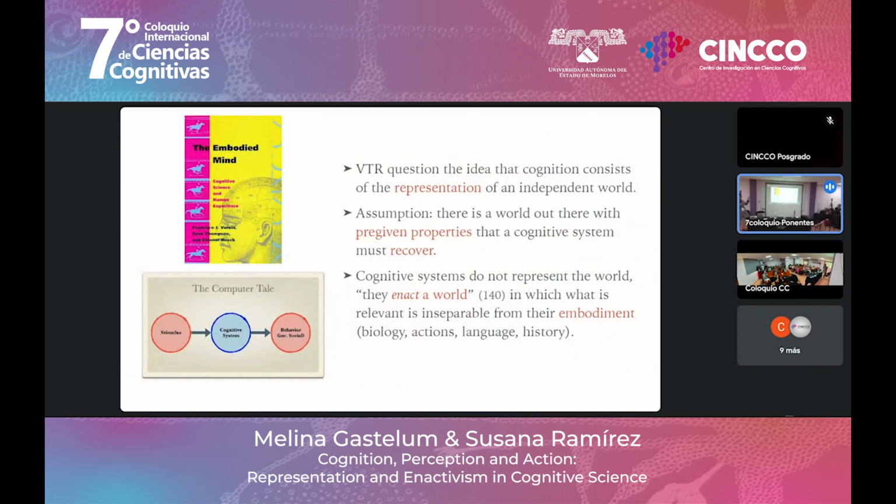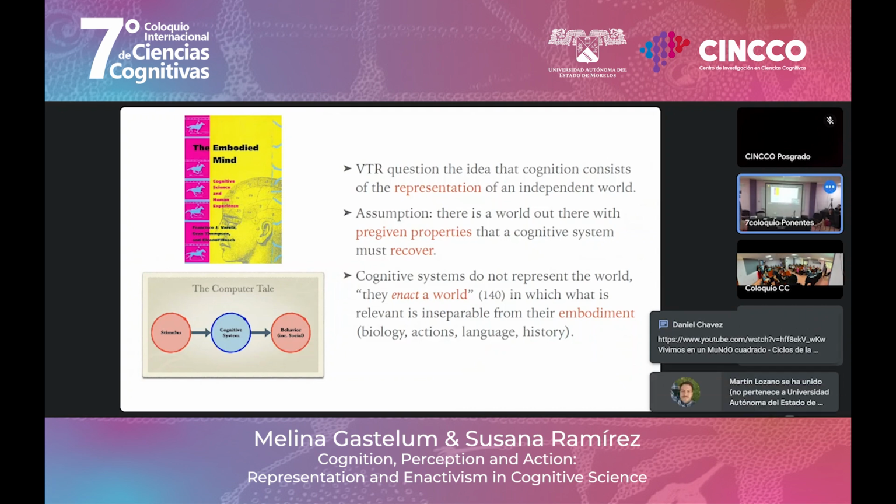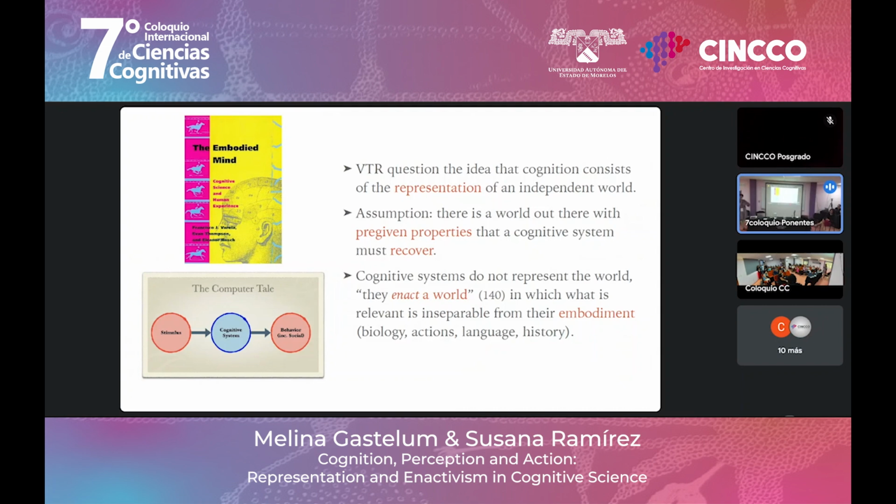Okay, great. Well, in this founding book of the enactive approach, the 1991 book, Varela, Thompson, and Rosch questioned the idea that cognition consists precisely in the representation of an external independent world. The assumption behind the representational theory of mind, the cognitivism, is that there is a world out there with pre-given properties, and the cognitive agent just recovers these properties and acts accordingly, as our colleagues explained.